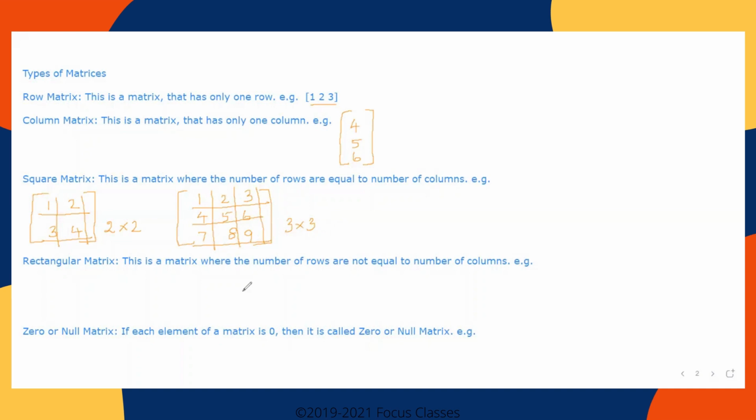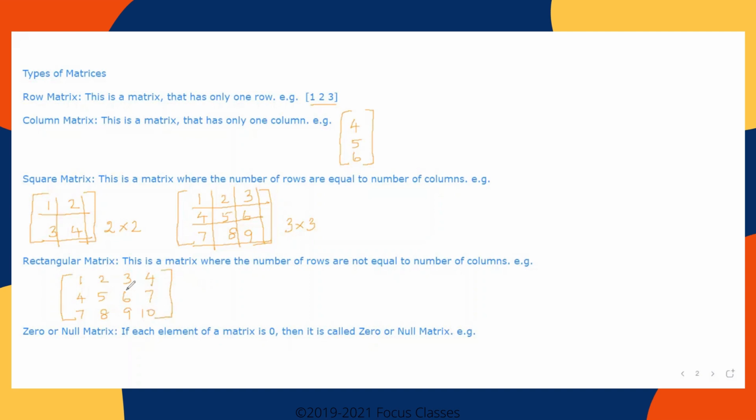Next one, rectangular matrix. In a rectangular matrix, this is a matrix where the number of rows is not equal to the number of columns. Okay. For example, 1, 2, 3, 4, 4, 5, 6, 7, 7, 8, 9, 10.